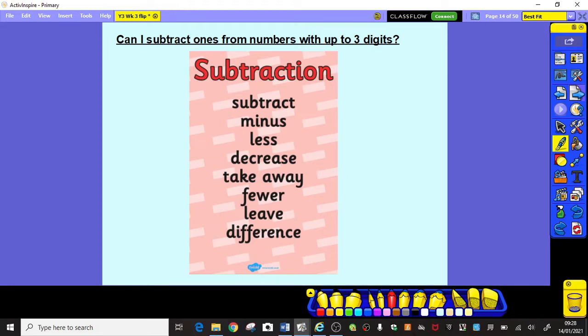So we'll start off with a quick reminder of what we mean when we talk about subtraction and the different words that can be used that mean the same thing. So we've got subtraction, we could say subtract, we could say minus, less, decrease, take away, fewer, leave, and difference. Any of those words that you see there will mean a subtraction calculation.